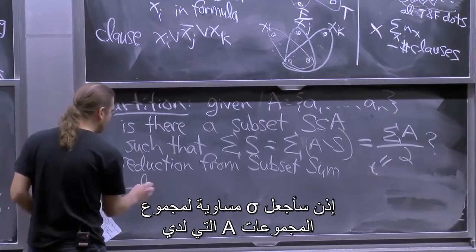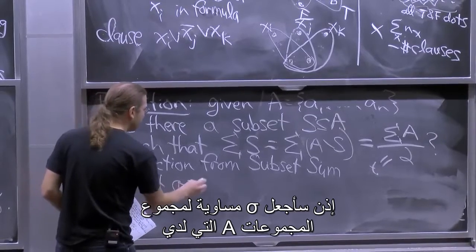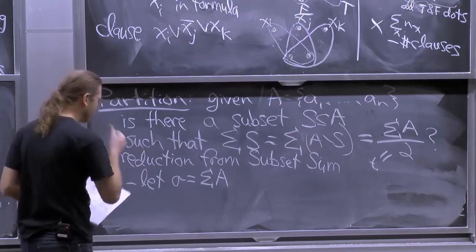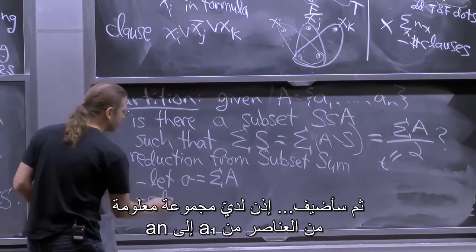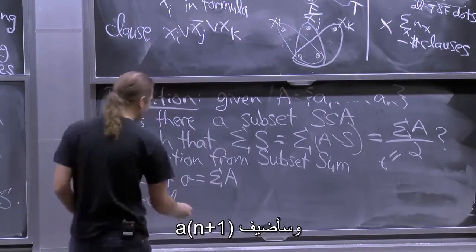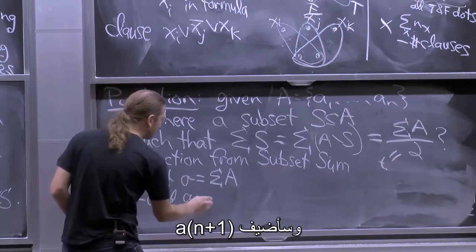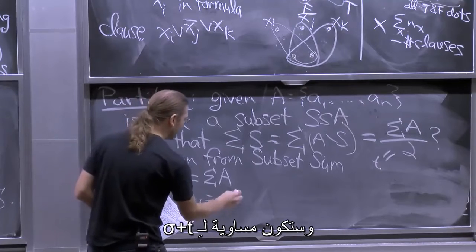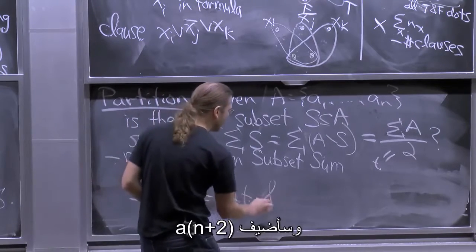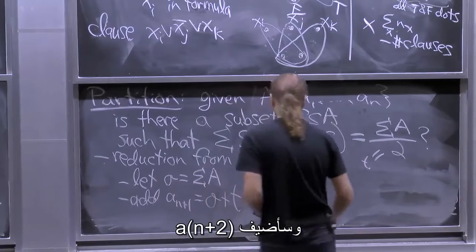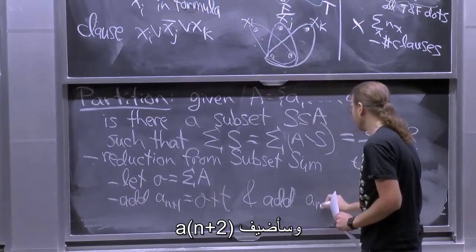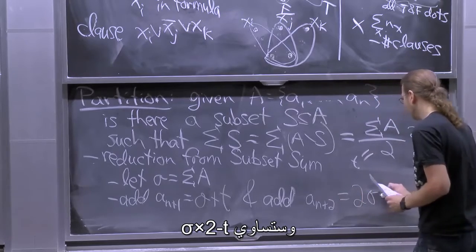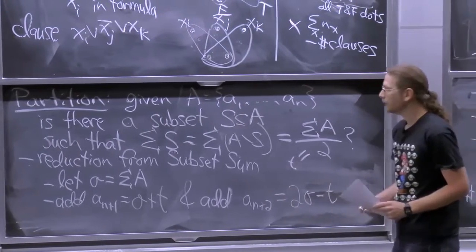So I'm going to let sigma be the sum of the given a's. Okay? And then I'm given a_1 through a_n. I'm going to add a_{n+1} to be sigma plus t. And I'm going to add a_{n+2} to be 2 sigma minus t. Okay.